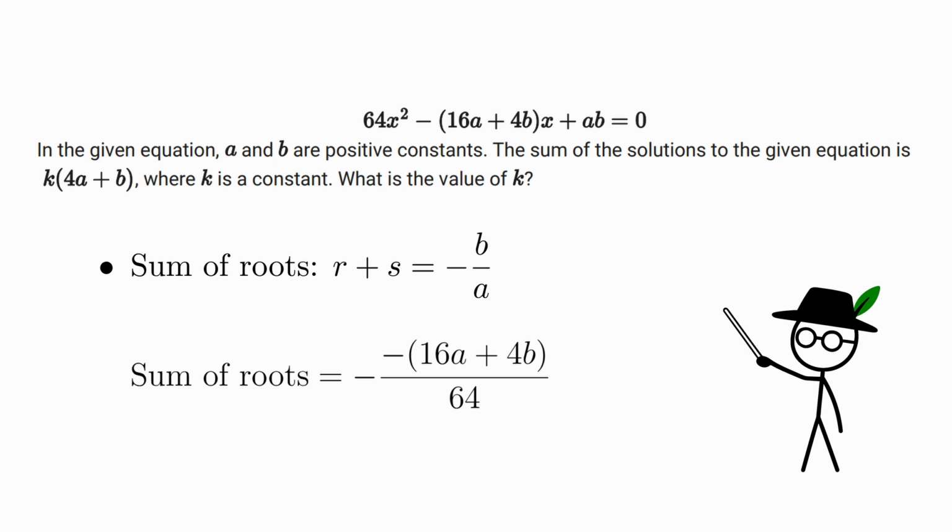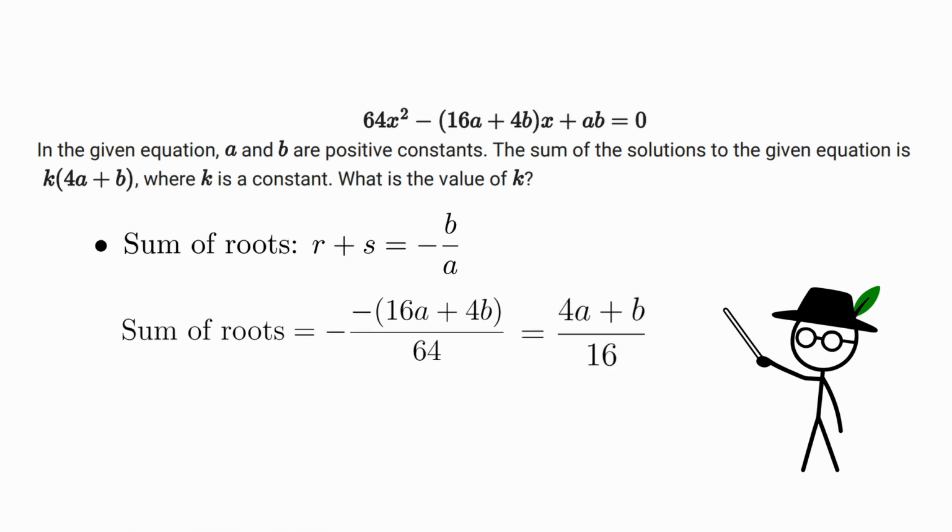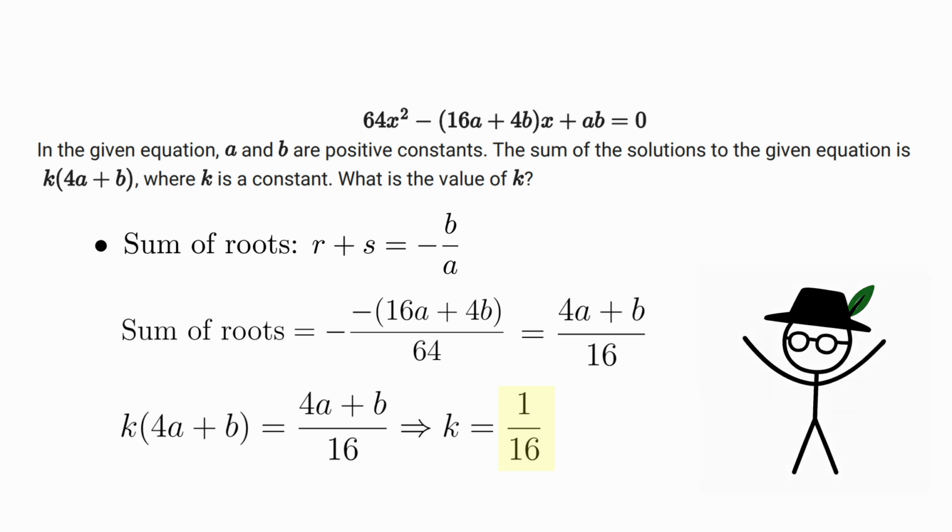Simplifying this expression, we get 4a plus b over 16, and setting this equal to k times 4a plus b, we find that k is equal to 1 over 16. Once again, we solve this mess without solving for a, b, or any of the actual roots.